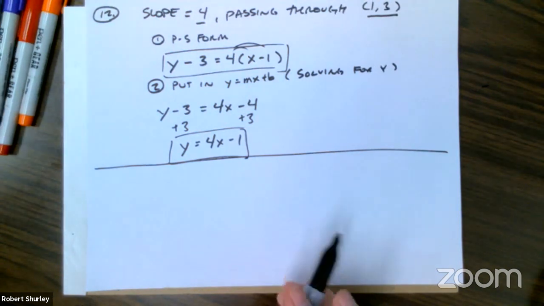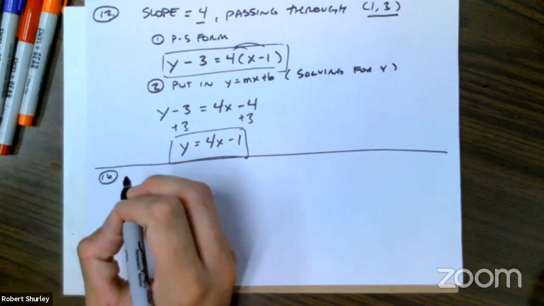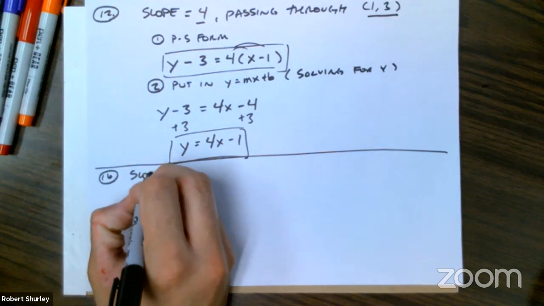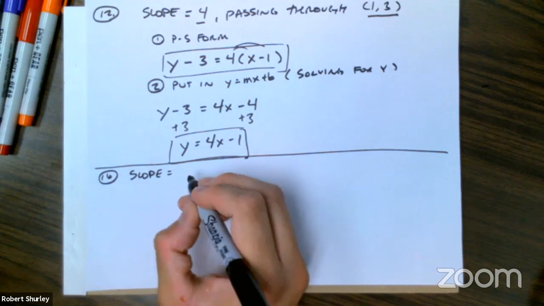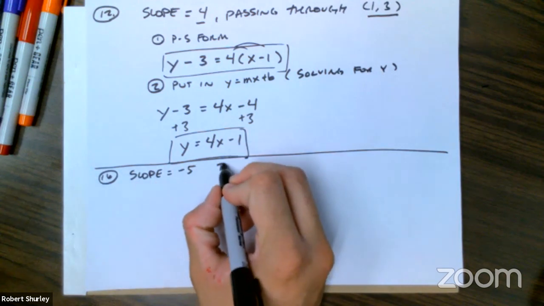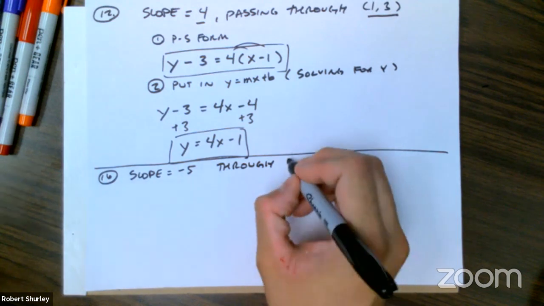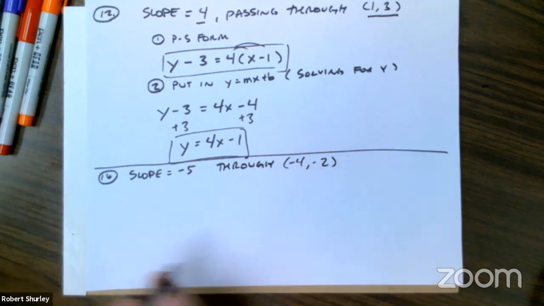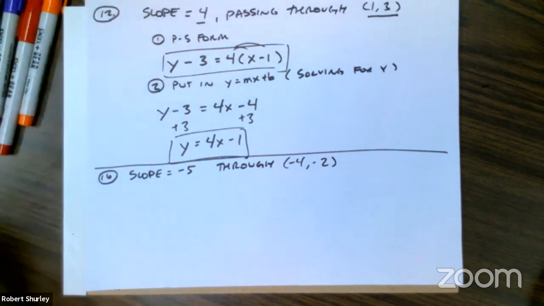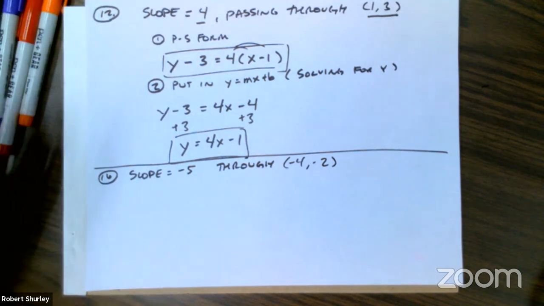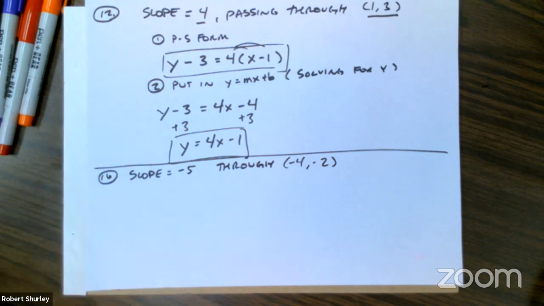So let's say number 16 here. Number 16, the slope is -5, and it goes through -4, -2. So I want you to try that one. Slope is -5, and then it goes through -4, -2. So find the point slope form, and then find y equals mx plus b.